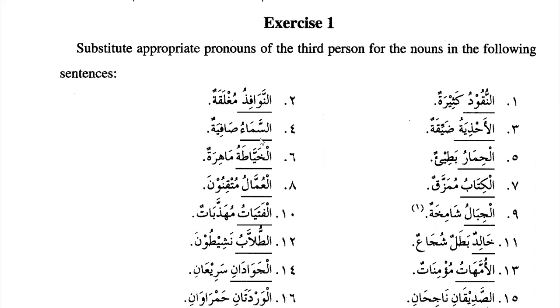Who was Sophia? Here. The word Sama has Alif Hamza at the end. Alif Hamza. So it is Monas. No, sorry, sir. Alhimaru. Bati'un. Huwa bati'un.